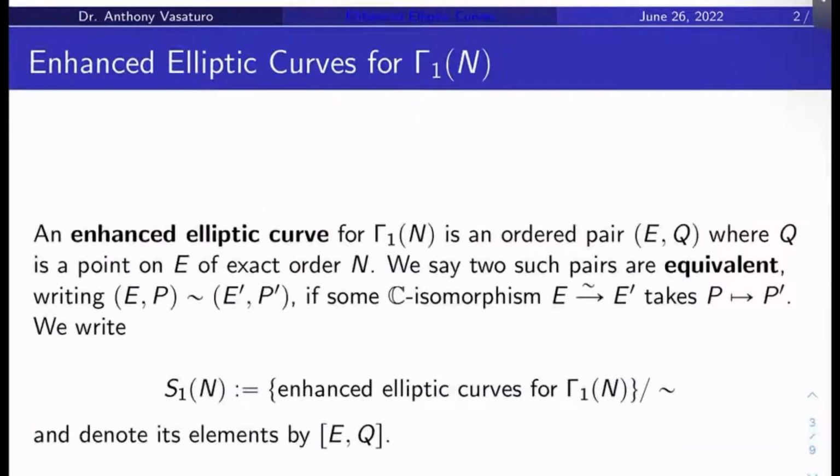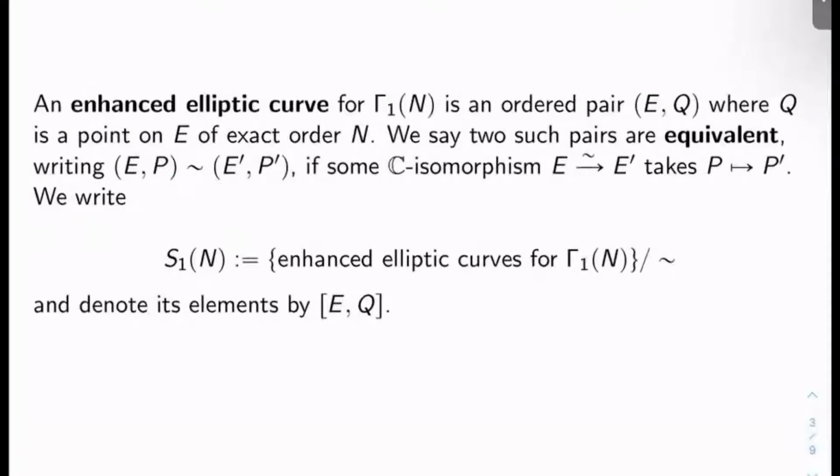Okay, how about for gamma 1 of n? What do enhanced elliptic curves look like? Well, for gamma 1 of n, the correct notion of an enhanced elliptic curve is an ordered pair E comma Q, where Q is now a point on E of exact order n. So no longer are we looking at a subgroup of E of order n, we're looking at a point of order n, and it does have to be exact order n, okay?